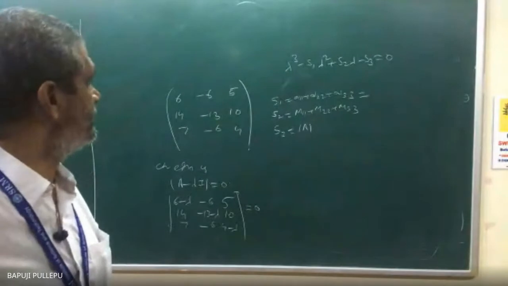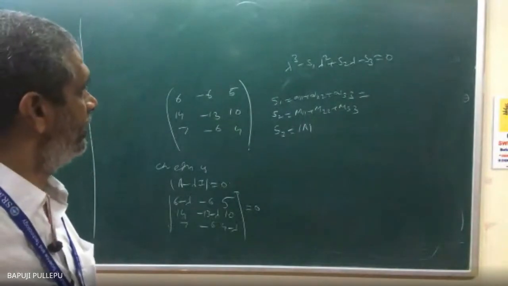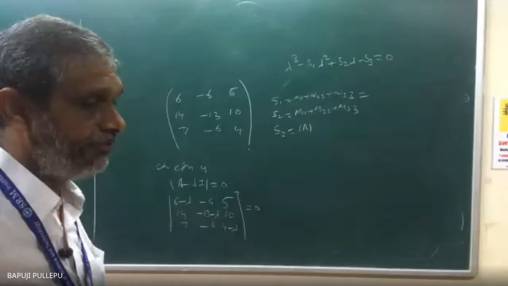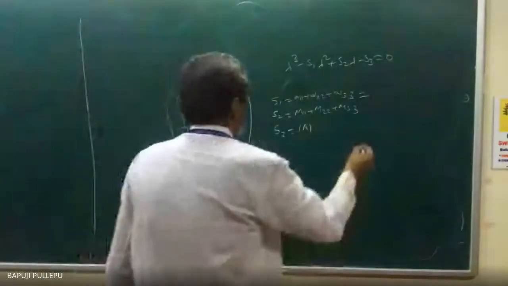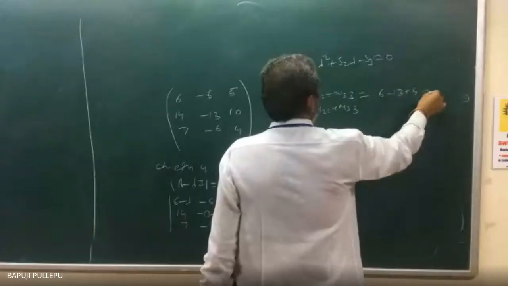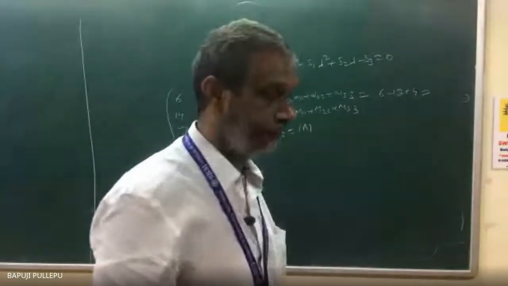Now from this you can tell what A11, A22, A33 are. 6 minus 13 plus 4, correct? Yes, sir. The sum of the diagonal elements: 6 minus 13 plus 4. That is equal to how much? Minus 3. Minus 3, sir.